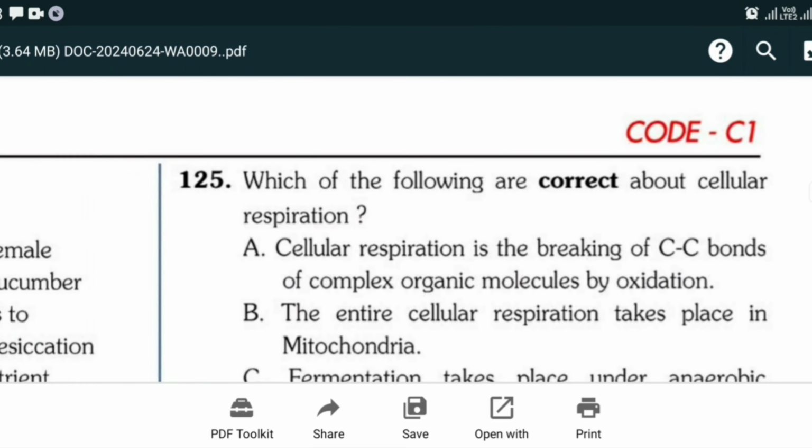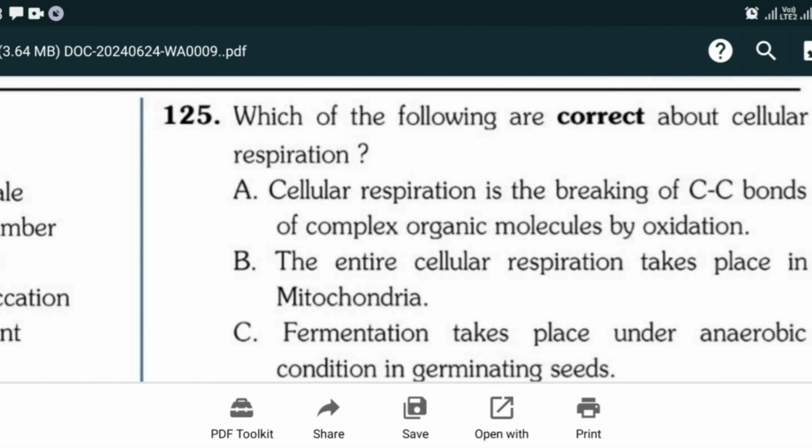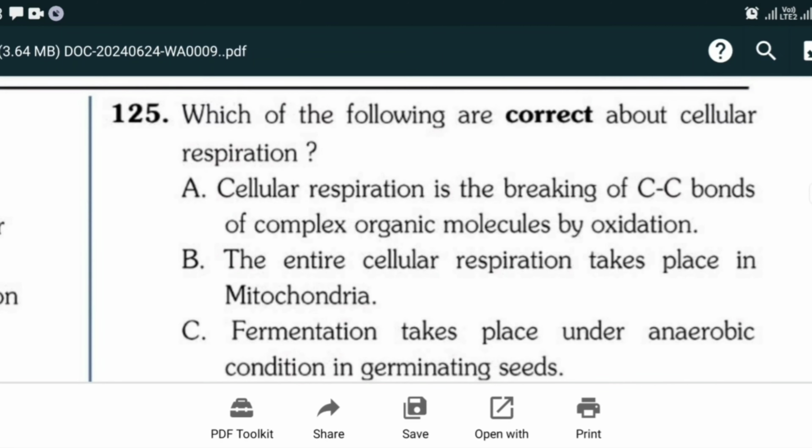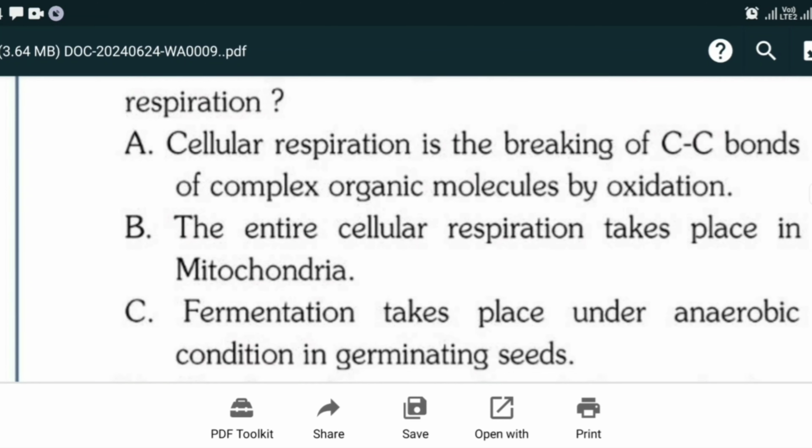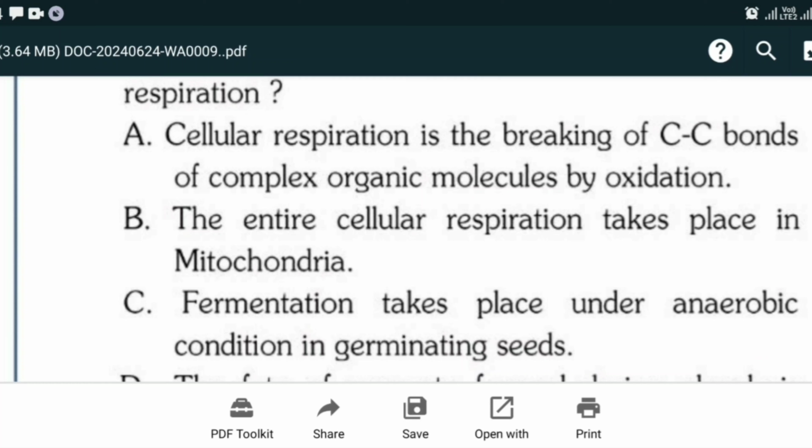Then 125. Which of the following are correct about cellular respiration? Cellular respiration is the breaking of carbon-carbon bonds of complex organic molecules by oxidation. That is correct. Cellular respiration is a catabolic process where complex food material is broken down into simpler form and energy is released. So A is correct. Then the entire cellular respiration takes place in mitochondria. That is wrong, as the first step, glycolysis, takes place in the cytoplasm, whether the organism is anaerobic or aerobic. So the entire process does not take place in mitochondria. That's why B is wrong.